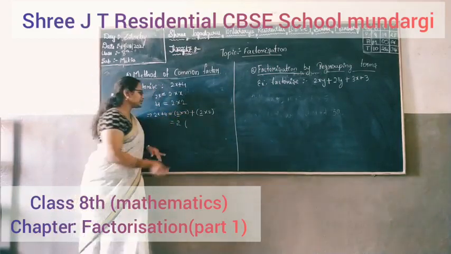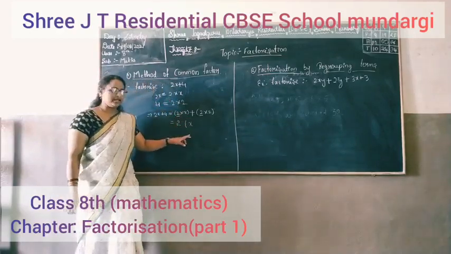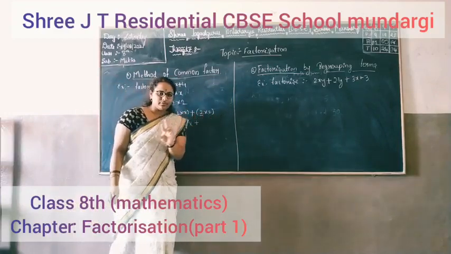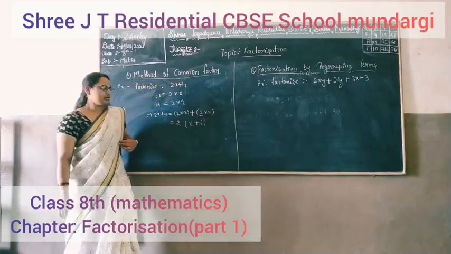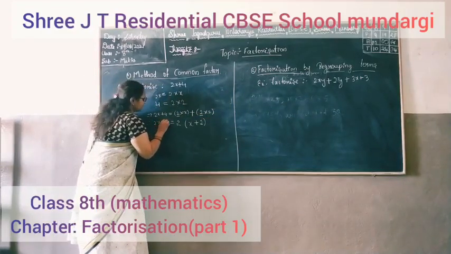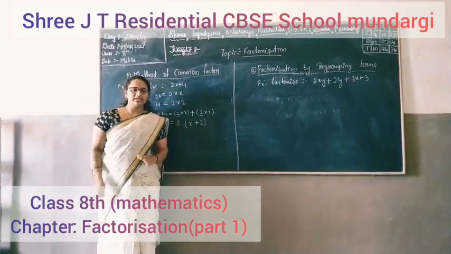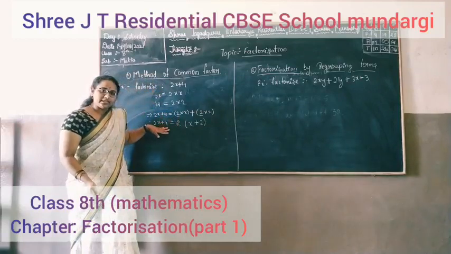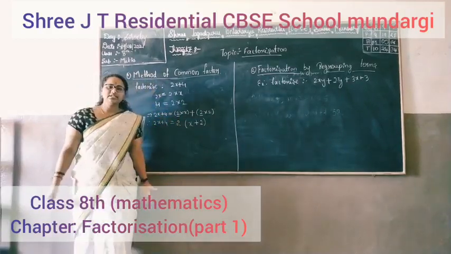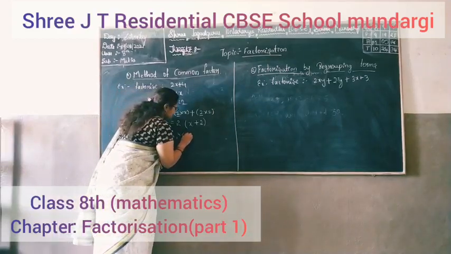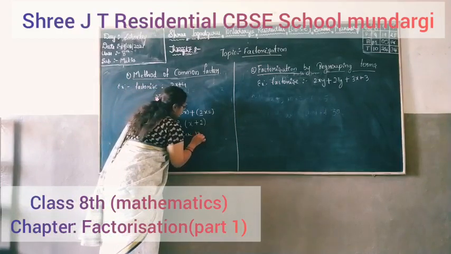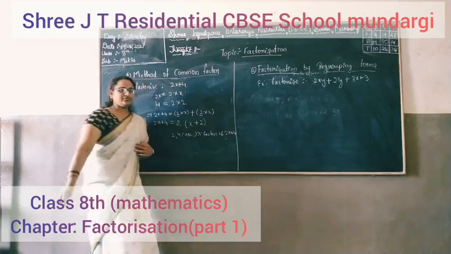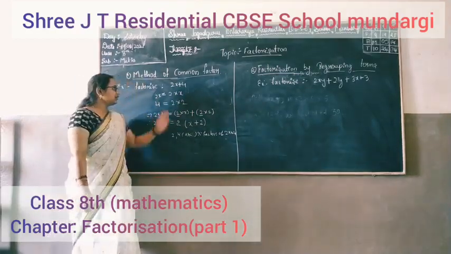Remaining variable is x. Right? So remaining is x. Plus, as next in this bracket, 2 is common, so remaining is only 2. Therefore 2x plus 4, it is the common factors. It is the factors of 2 in bracket x plus 2. So what are the factors coming? 2 and x plus 2 are the factors of 2x plus 4. Okay, so it is using the method of common factor.